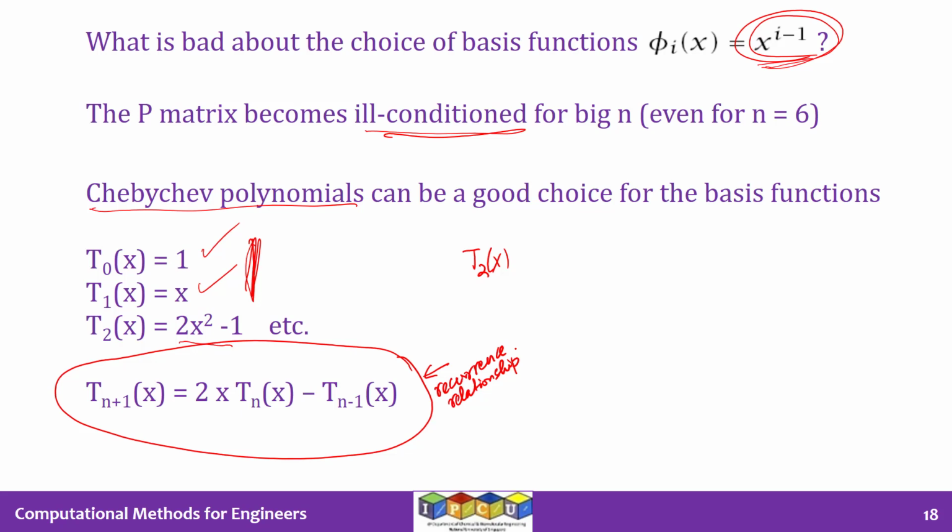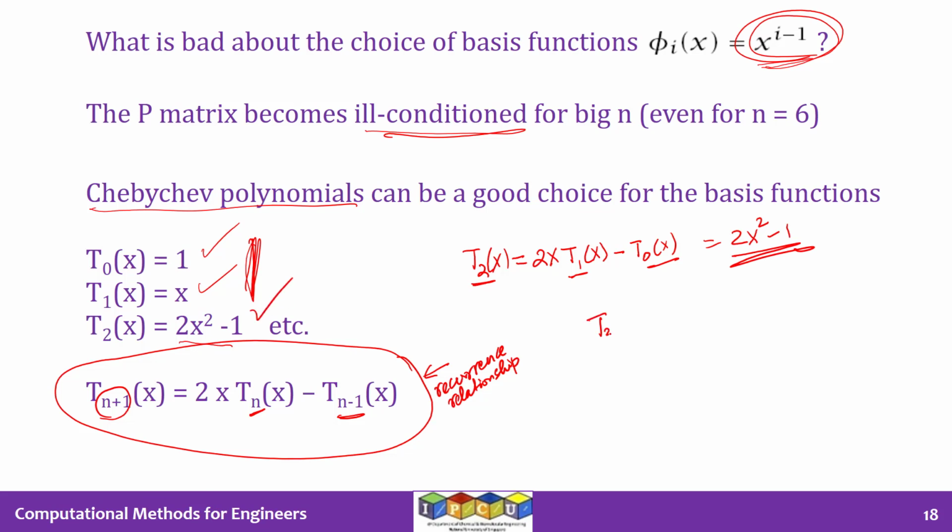I can use this recurrence relationship to find T2 of x. That means I've substituted n equal to 1. So when n is equal to 1, T2 of x is going to be 2x times T1 of x minus T0 of x. And we know T1 of x is x, so 2x multiplied by x is going to give you 2x squared, minus T0 of x, which is 1. So T2 of x is going to be 2x squared minus 1, which is what we wrote here.